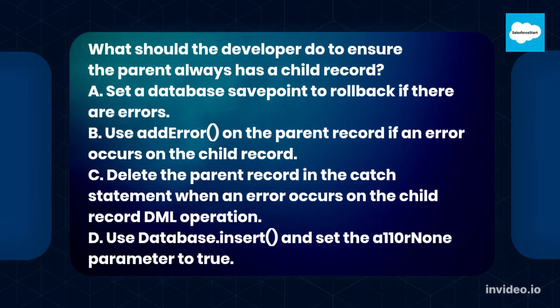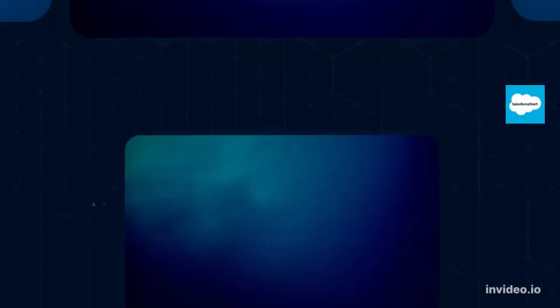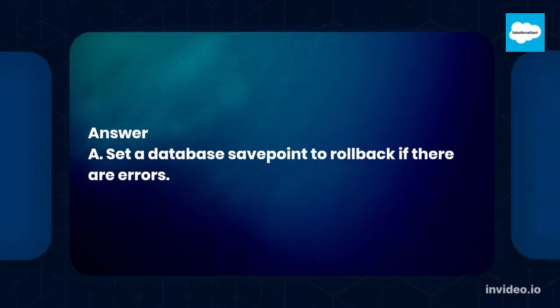A. Set a database savepoint to roll back if there are errors. B. Use addError on the parent record if an error occurs on the child record. C. Delete the parent record in the catch statement when an error occurs on the child record DML operation. D. Use Database.insert and set the allOrNone parameter to true. Answer: A. Set a database savepoint to roll back if there are errors.